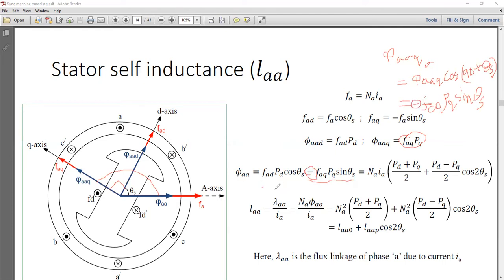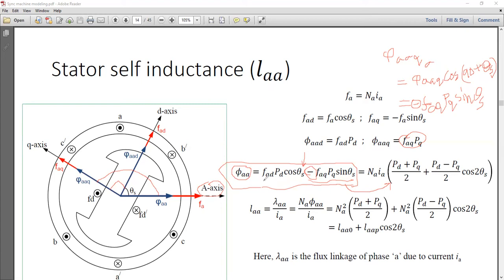Okay. So this is how you bring the components. You calculate the components of phi AAD and phi AAQ along this A-axis. You add them up vectorially, and then you get phi AA. Now you go a little bit inside into this expression: FAD PD cosine theta s, FAQ PQ sine theta s. So you see there is cosine theta s and sine theta s. There is FAD PD, FAQ PQ.